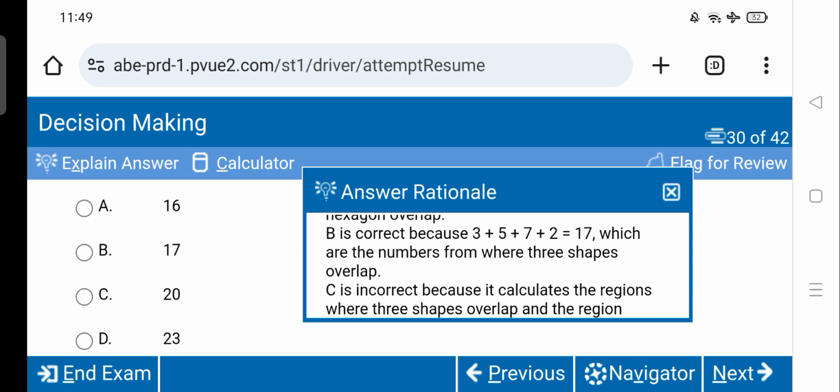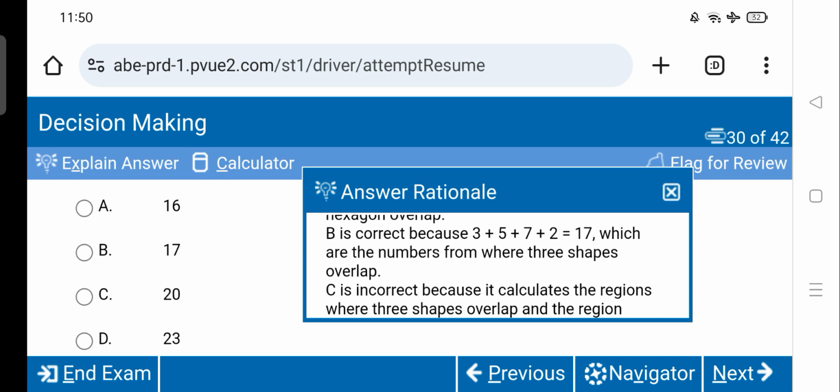Option B is correct because 3 plus 5 plus 7 plus 2 equals 17, which are the numbers from where 3 shapes overlap.